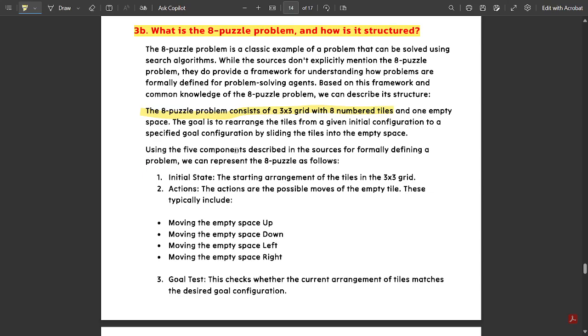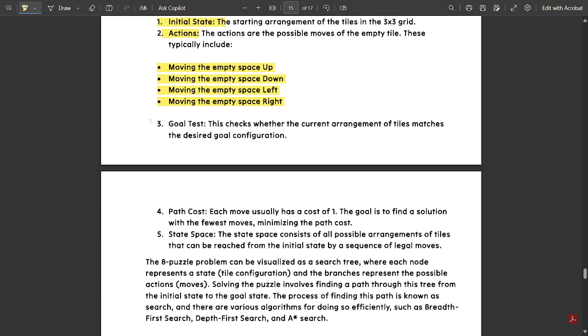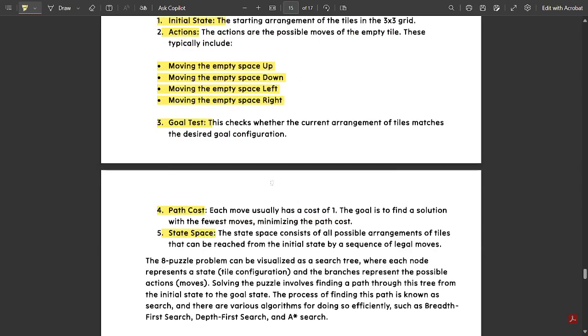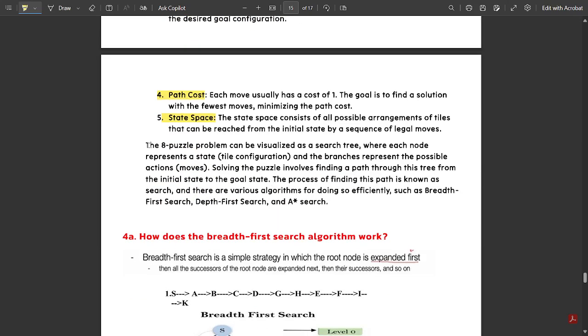Okay, using the 5 components described in the sources for formally defining a problem, we can represent the 8 puzzle as follows. First is the initial state, then actions. Okay, that is, these are the set of actions you should be taking: moving the empty space up, moving the empty space down, left, right. Okay, as I've told you. Next is goal test, path cost, state space. Everything I've discussed in that PDF. Okay, so these are the complete set of actions you need to be taking.